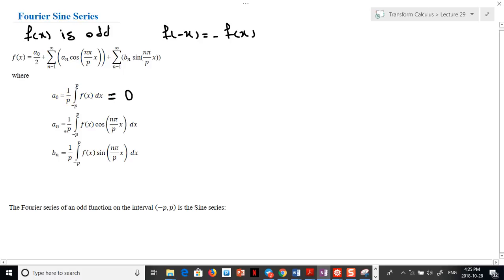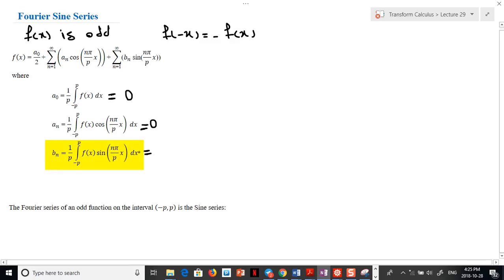Now I have to find an, so we have 1 over p, the integral from minus p to p of f(x) cosine n pi over p x dx. f(x) is an odd function, cosine is an even function, and the product of an even and an odd function is an odd function. Based on the properties of odd functions, this integral is equal to 0.